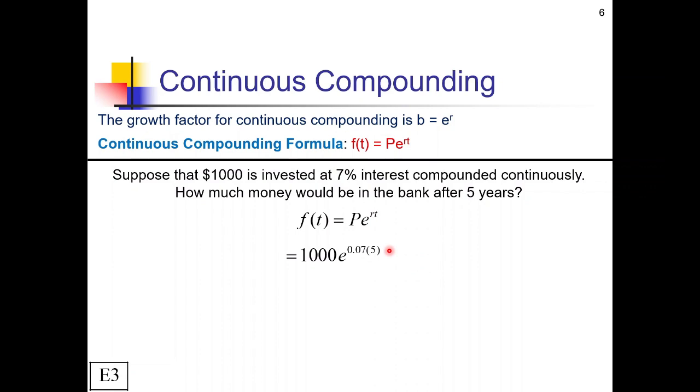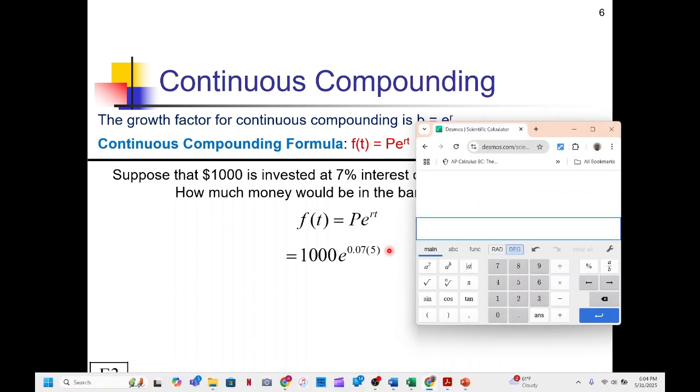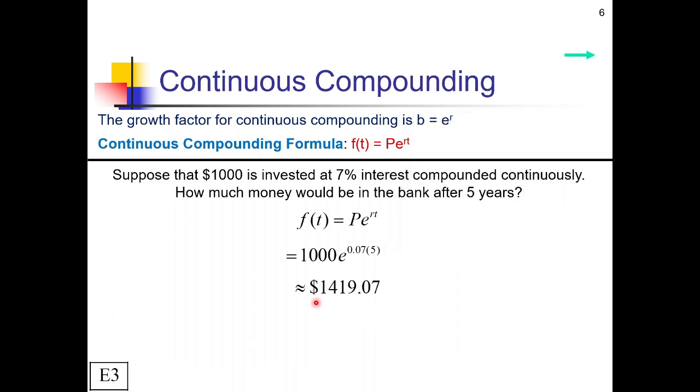So just plugging all this into Desmos. Well, I don't even need to make a function. Let's just do it out. So 1,000 times e, raise the exponent, and then 0.07 times 5 in parentheses, and we get about $1,419.07, just like that.